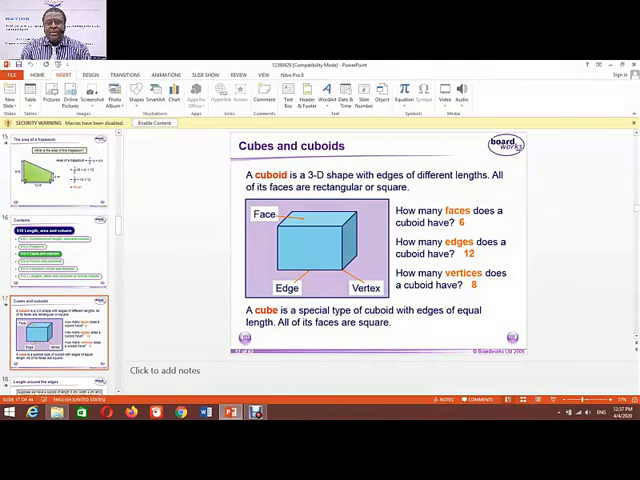Now let's move on to cubes and cuboids. A cuboid is a 3D shape with edges of different lengths. All of its faces are rectangular or square. So how many faces does a cuboid have? We have 6 faces. How many edges does a cuboid have? 12 edges. And how many vertices? It has 8 vertices. A cube is a special type of cuboid with edges of equal length. All of its faces are squares.